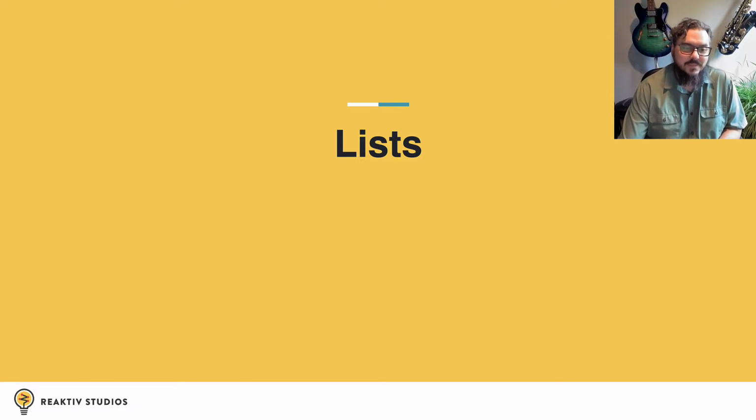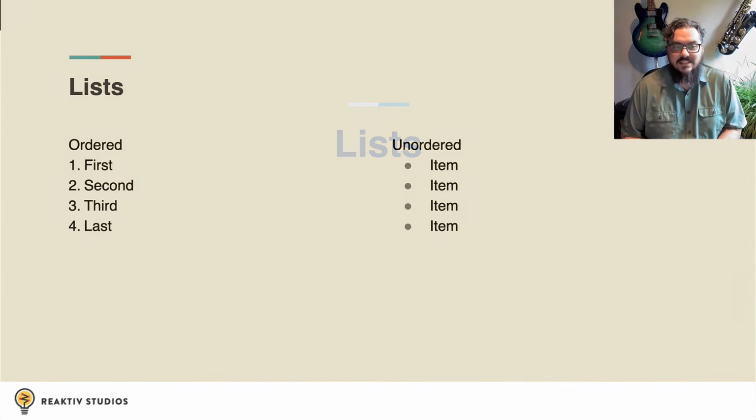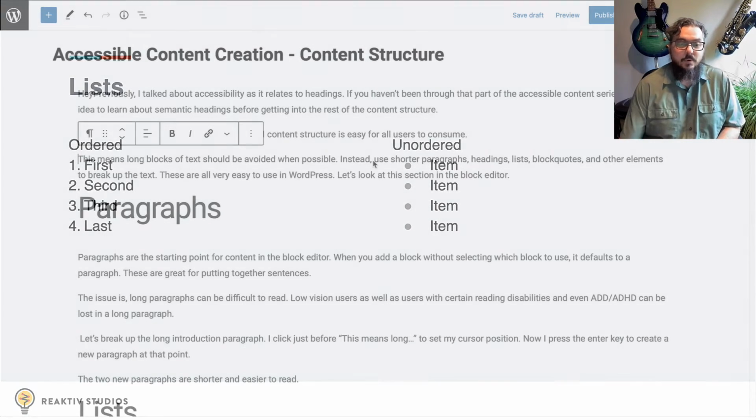Lists. We've already discussed how to use headings, but another tip for breaking up content is to use lists. Lists can be ordered and unordered. An ordered list starts with numbers, letters, or Roman numerals. These are generally used for information where the order matters. A good example would be recipe instructions. Unordered lists use a bullet, circle, dash, or other generic icon. These are great when the order isn't as important.